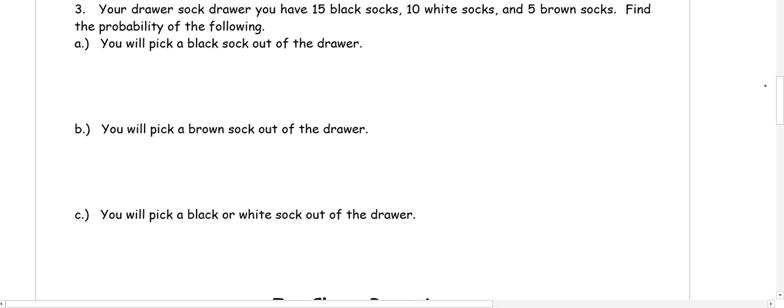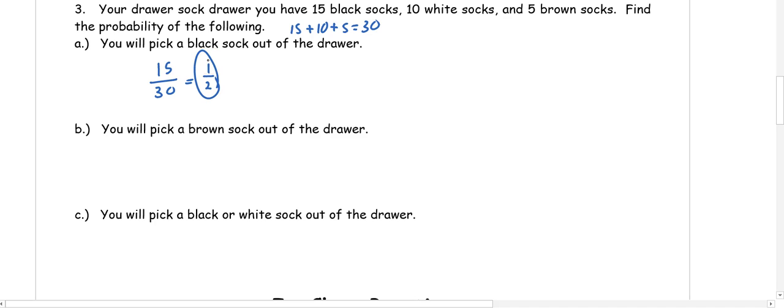Number 3, your drawer of socks has 15 black socks, 10 white socks, and 5 brown socks. So we want to find the probability. So first, let's add all these together to see that we have 30 total socks. So what's the probability that we will pick a black sock? Well, there's 15 black socks out of a total 30 socks. Both of these numbers are divisible by 15, so this reduces to 1/2.